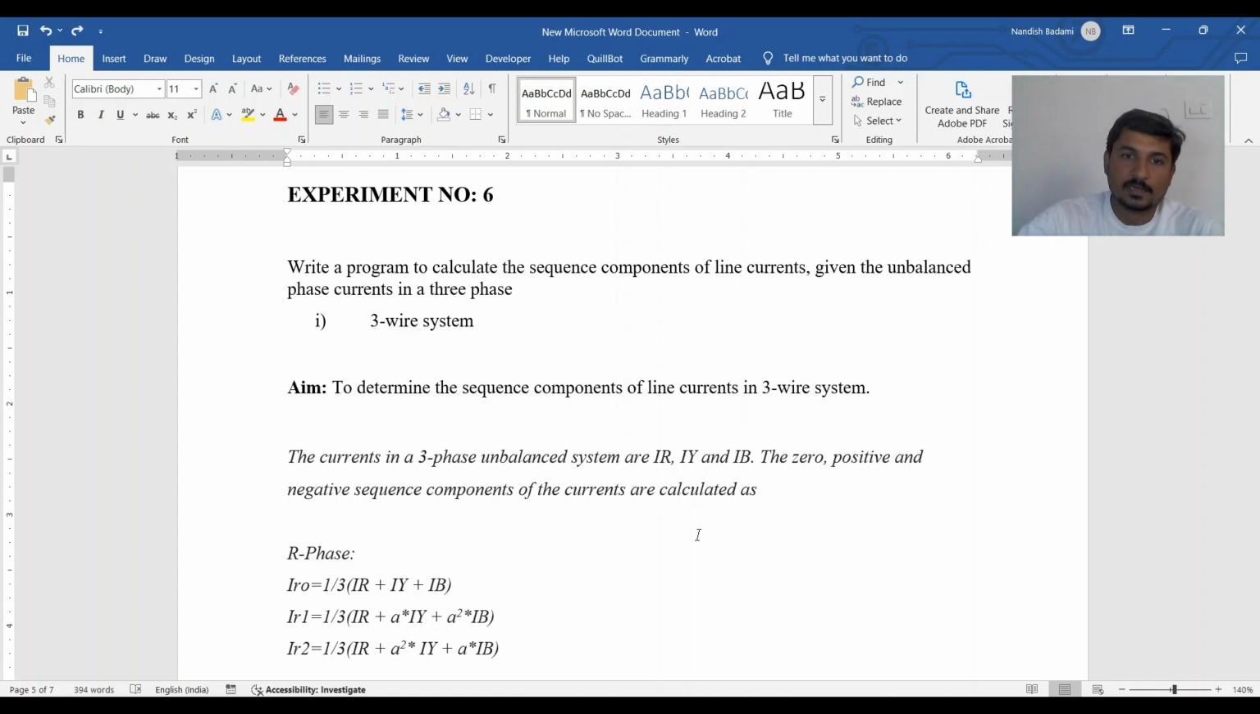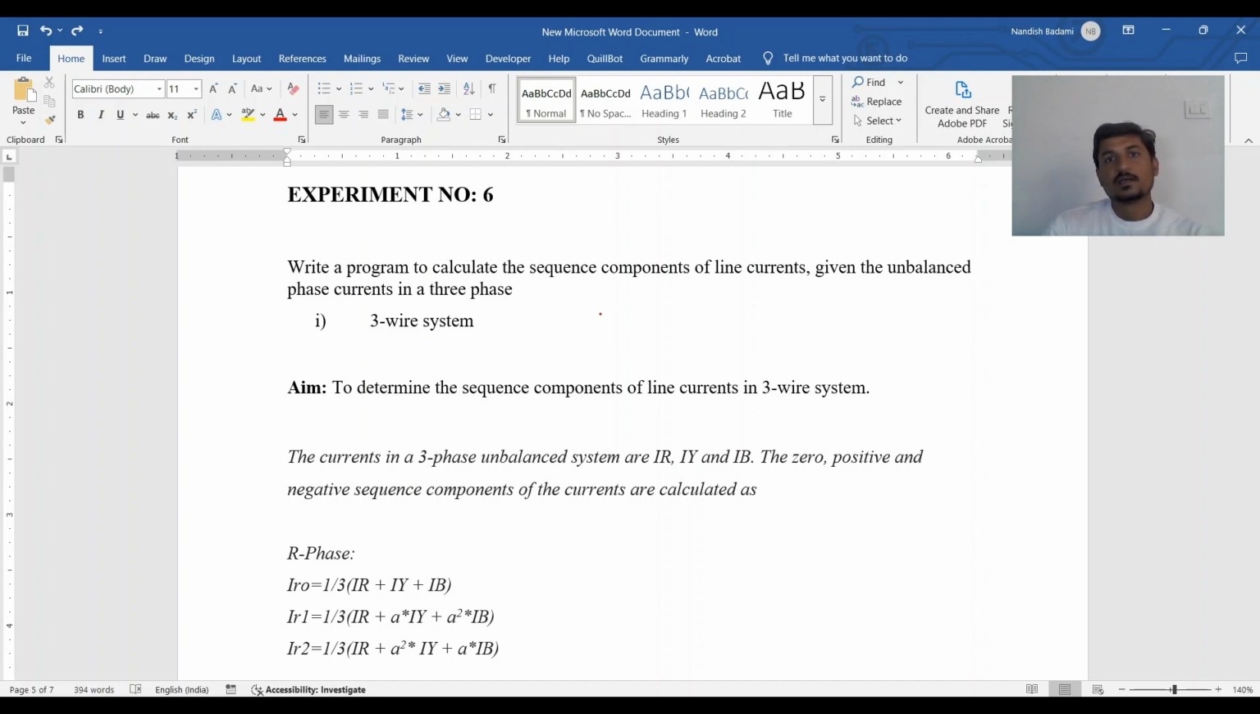Let us take an example. Here, the currents we have chosen are from a three-phase unbalanced system where we have IR, IY and IB as the known parameters of the current, and the unknown parameters that we need to calculate are the zero, positive and negative sequence components of the currents.